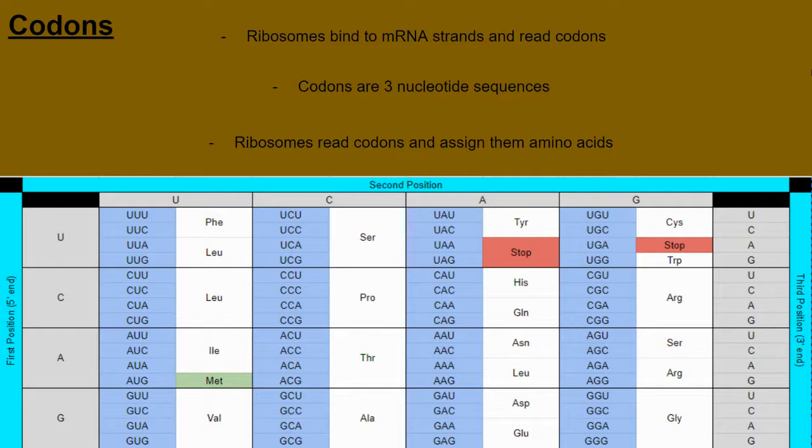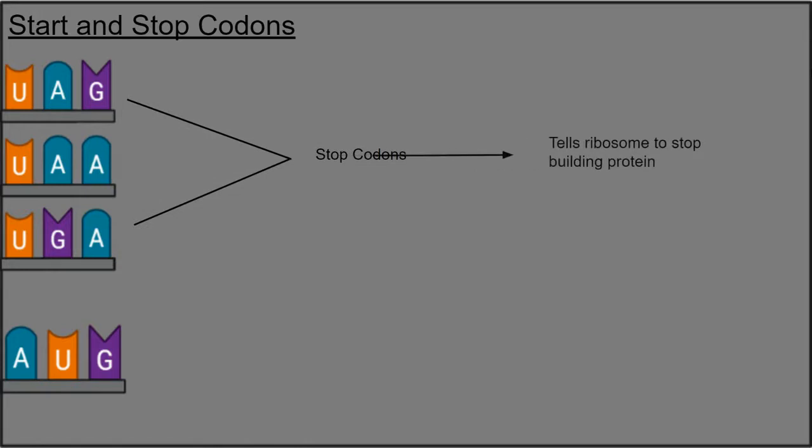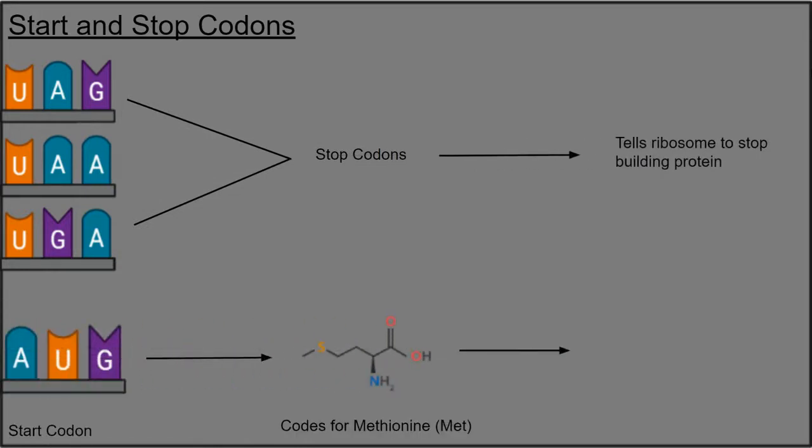But the most important codons you do need to remember are the stop and start codons. Stop codons tell the ribosome to stop adding amino acids to the protein chain, but they don't code for any specific amino acids. Start codons, on the other hand, code for the amino acid methionine, and they initiate translation. And there's only one start codon, so every protein starts with methionine.